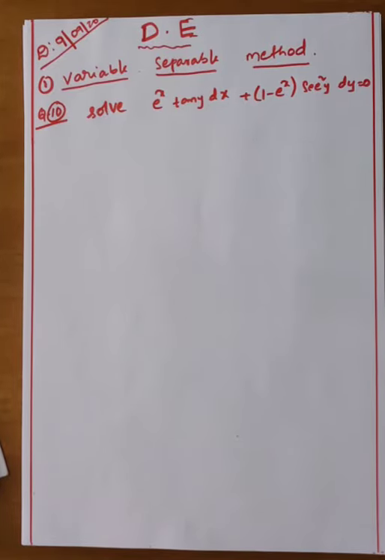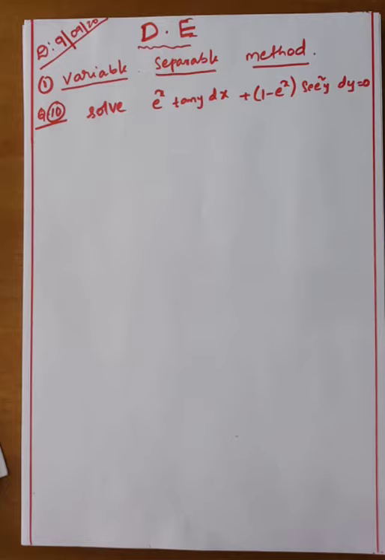Okay, my dear students, before class I explained the introduction part of the variable separable method, up to 9 problems. Now, today I will start question number 10. That is called the method of variables separable. Variables separable means both x and y are separated, x on one side and y on the other side. After that, integration.